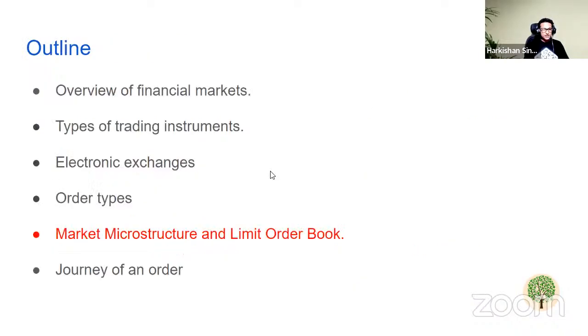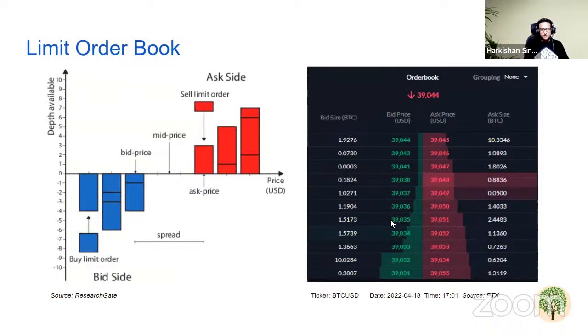Okay, finally we come to the microstructure and limit order book. A limit order book looks like this. Here you have the bid price, as I've said, here I have the ask price, and these are the quantities, and this is the price. This is for BTC USD, taken from FTX. The date and timestamp are mentioned.